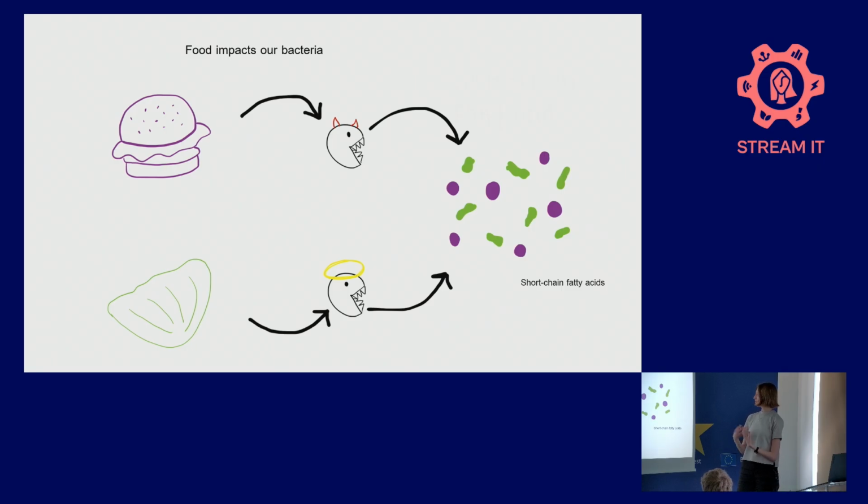So for example, the short-chain fatty acids that are produced in response to fiber-rich diets can be linked to good health. For example, they can strengthen our stomach lining, or they can make us more resilient to disease. So yes, the main point of this is to show you that our food really drives a lot of impact on our body via the short-chain fatty acids that are produced by the bacteria.